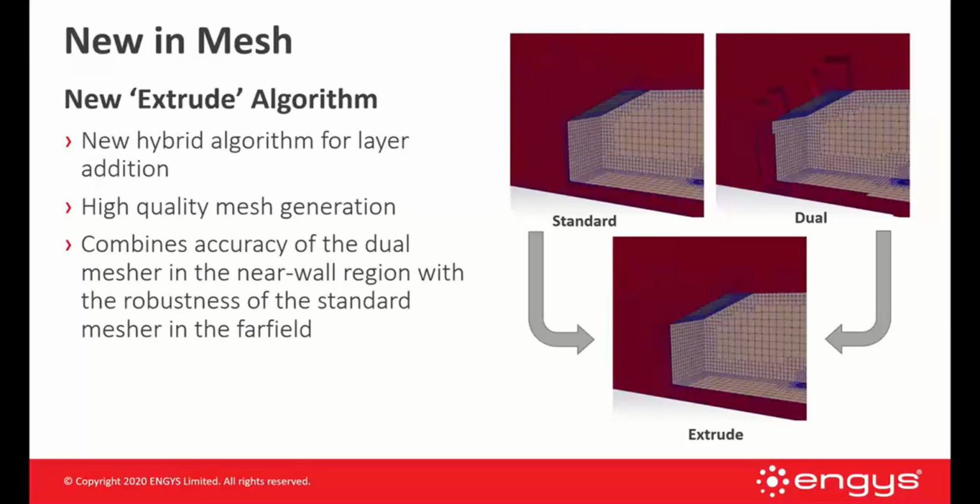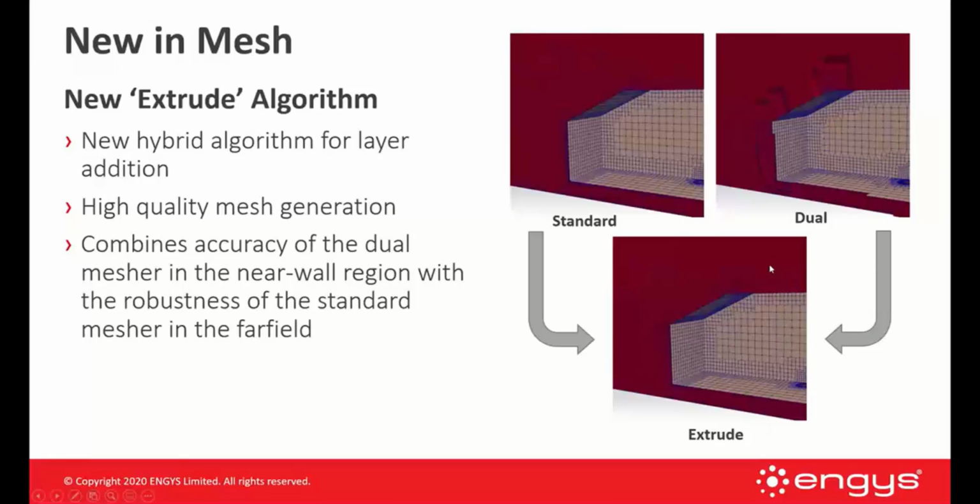In terms of the extrude mesh algorithm, it's a hybrid method for the meshing that we made available in 3.3 for layer addition. As you can see here from this picture, this combines the benefits of the standard mesher with the benefits of the dual mesh. The standard mesher was really good in the far field in terms of robustness, whereas the dual mesh is very efficient in the near wall region, the boundary layer. If you combine the two methods, this is what you get.